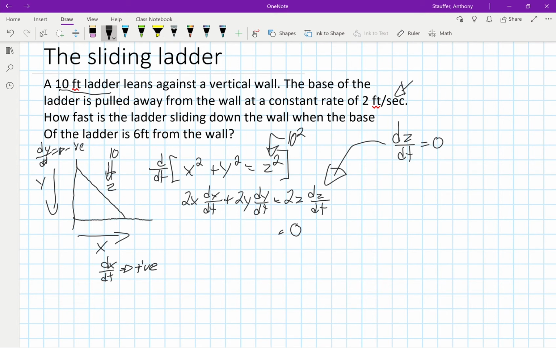From there, I have that it's being pulled away from the wall. Since it's being pulled away from the wall, we know that this is the dx over dt. We also know that my x is going to be 6 at this point in time. Why couldn't I put that 6 in at the beginning? Because it's a changing value. We're looking at it at the moment right now after we've taken the derivative, so now I can substitute that value in. From there, we're one variable short of being able to solve this.